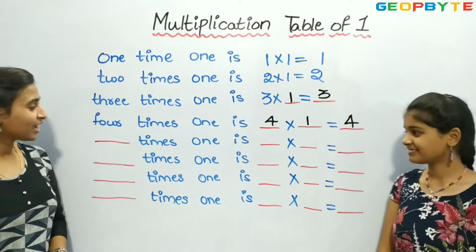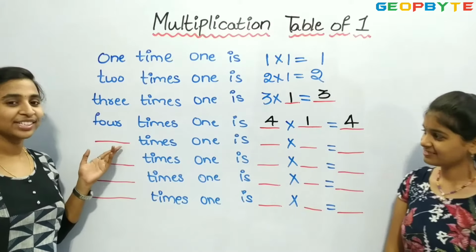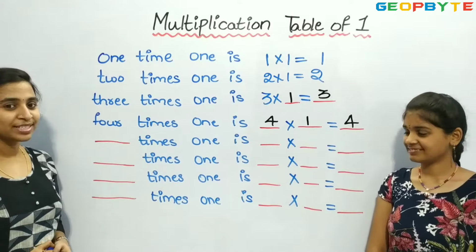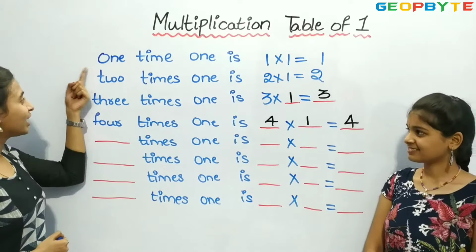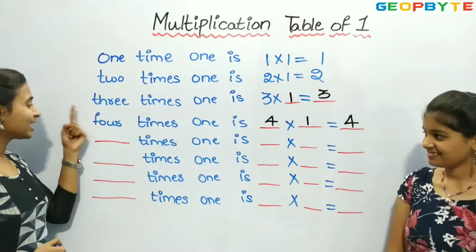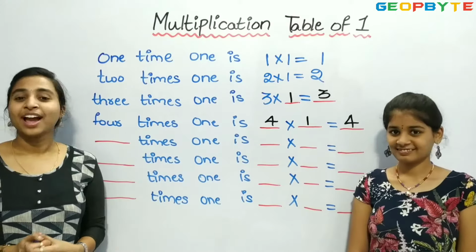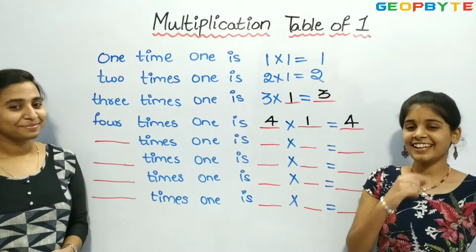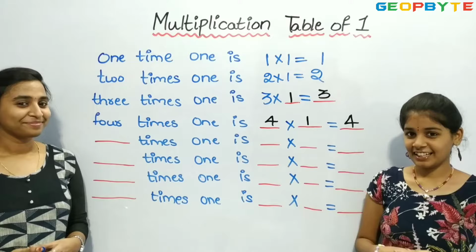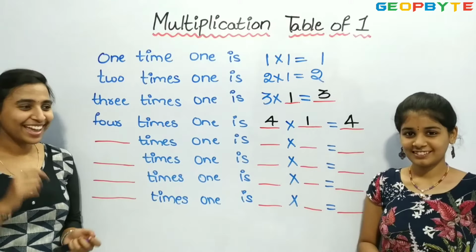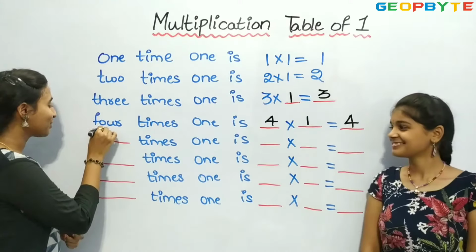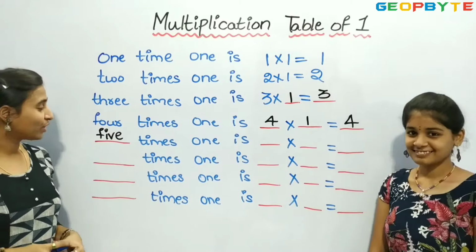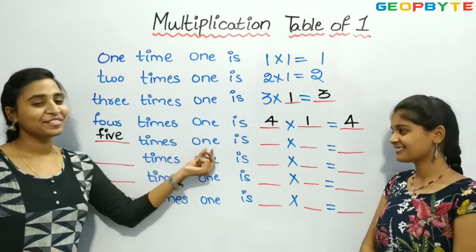Yes, children, if you see, we have dash in starting only. If you see the order of the numbers, we have 1, 2, 3, 4. Children, after 4, which number comes? Yes, we will get the number 5. Let us write 5 here. So now we got 5 times 1.